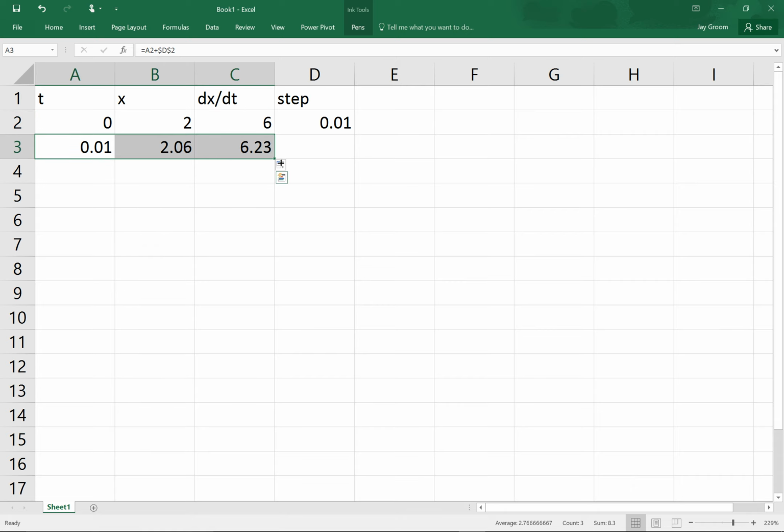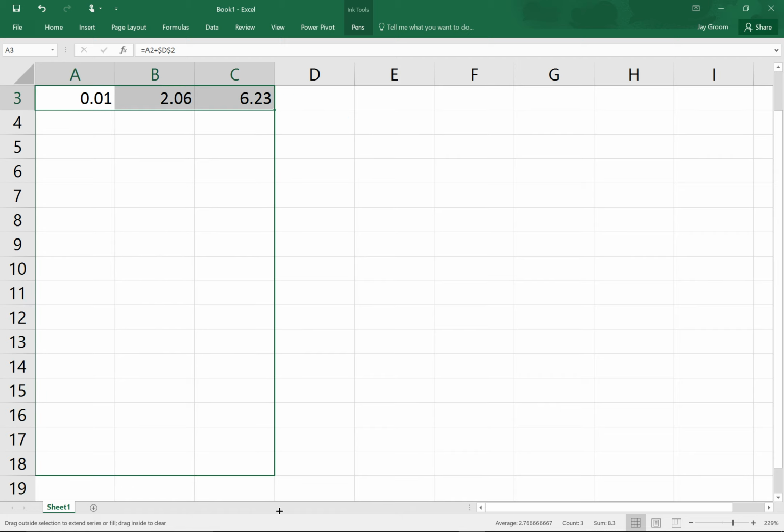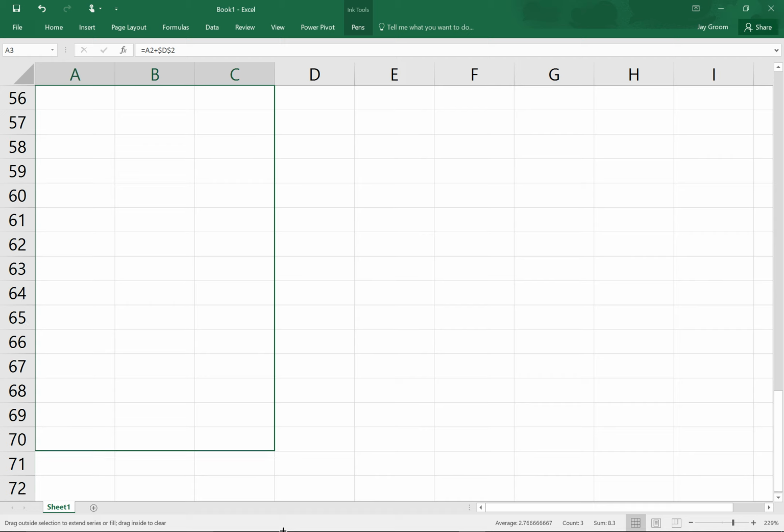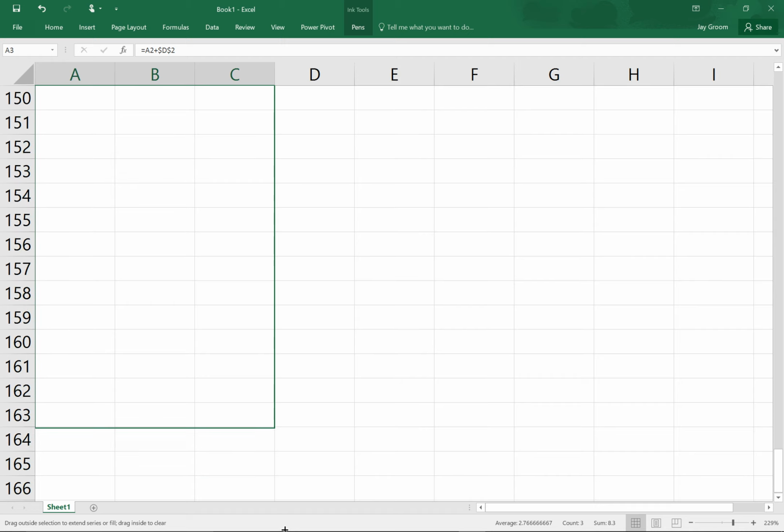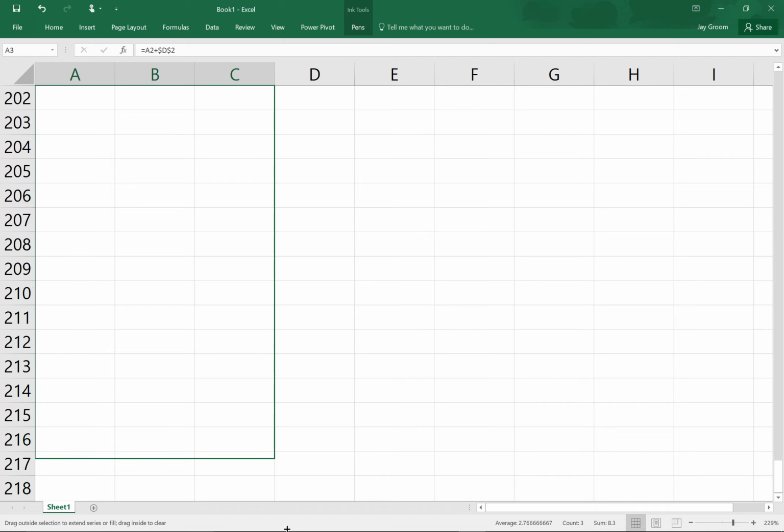Grab all 3 of them, and we take off running. Oops, not like that. Come on, there you go. And we're going to drag this down to about 402 or something. I think you'll find that was where we will find t equals 4.